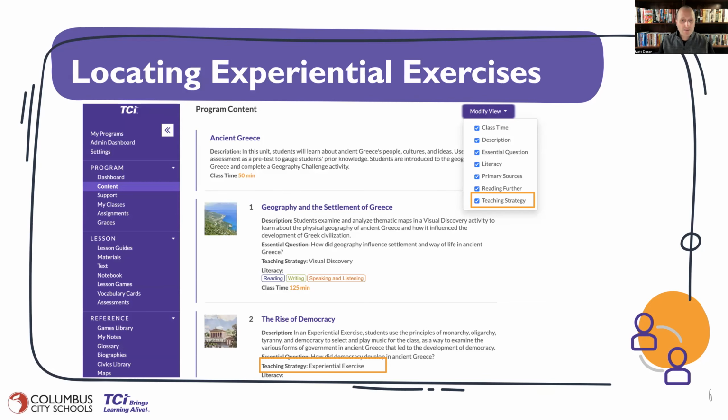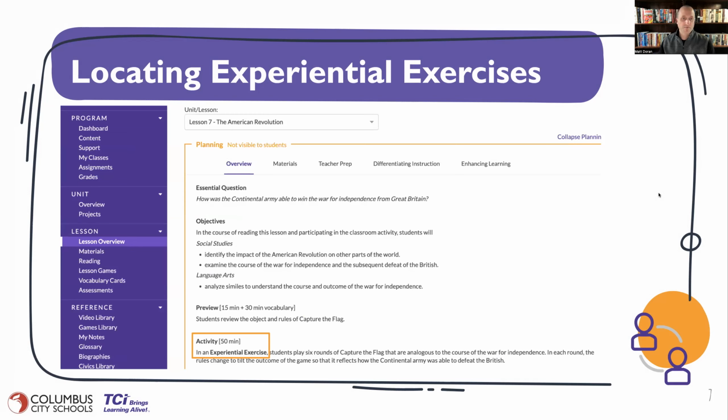Now, where do we find these experiential exercises in our programs? That depends a little bit on which program you have. If you're using one of the custom programs, grade 6, 7, or global issues, it uses what I call the older format. You'll see here under this modify view, just make sure you have that checked as the teaching strategy. So this is right from the content page, and you'll see down here it says teaching strategy experiential exercise for this on lesson 2. Now that's only for those older custom programs.